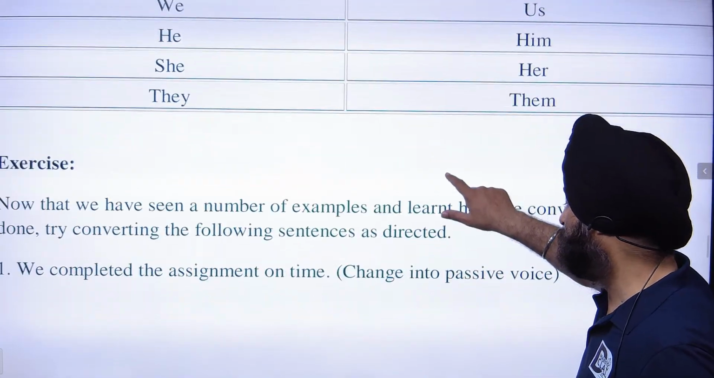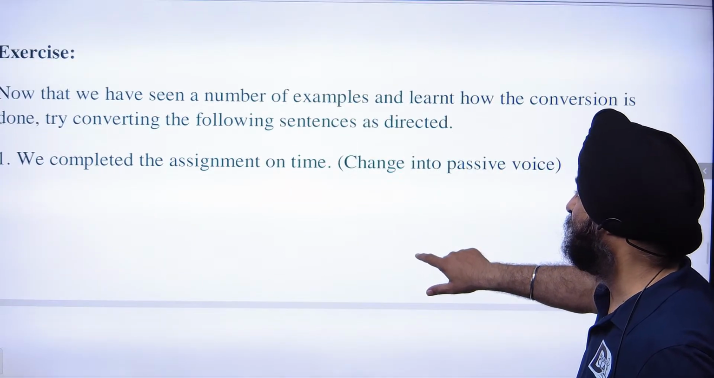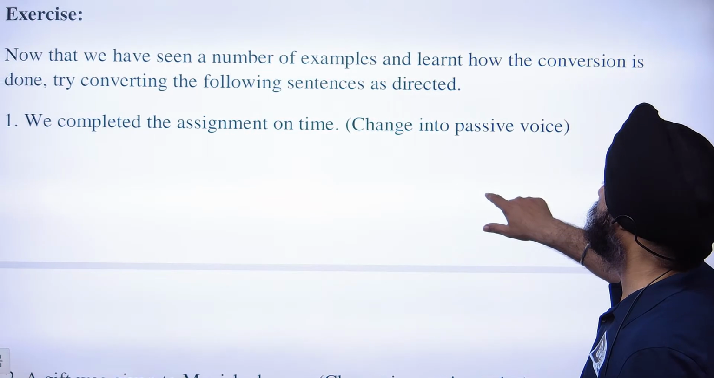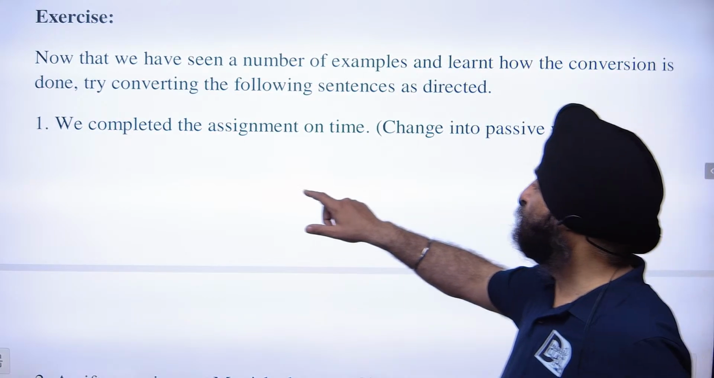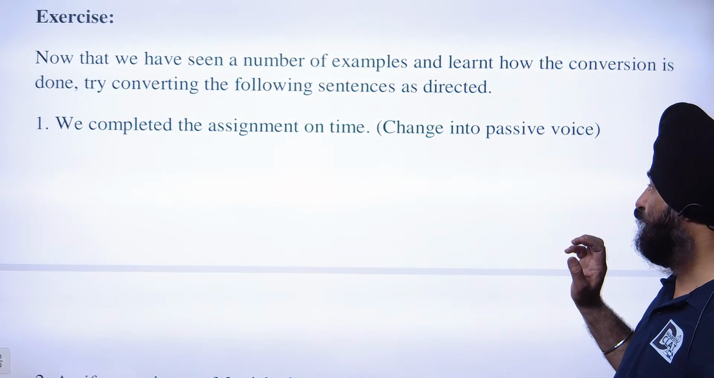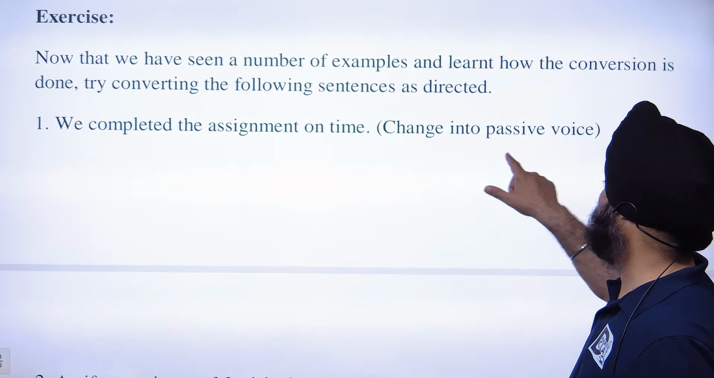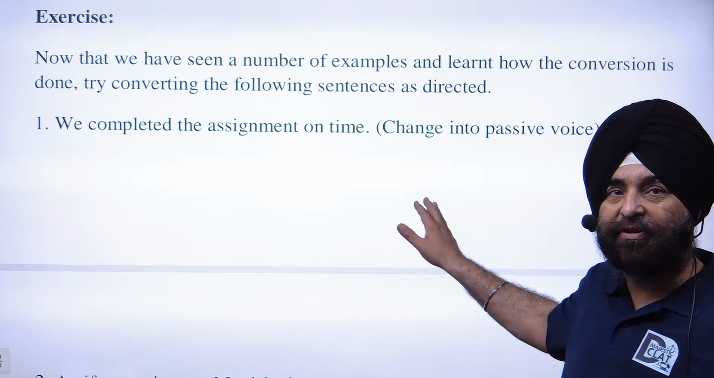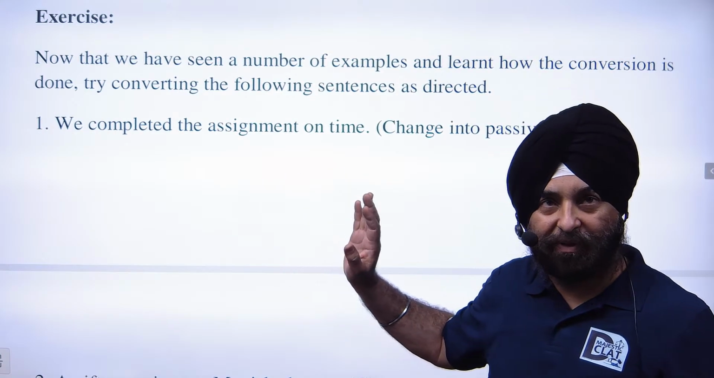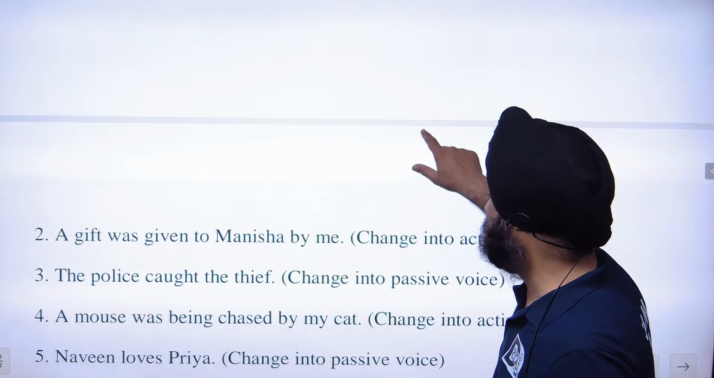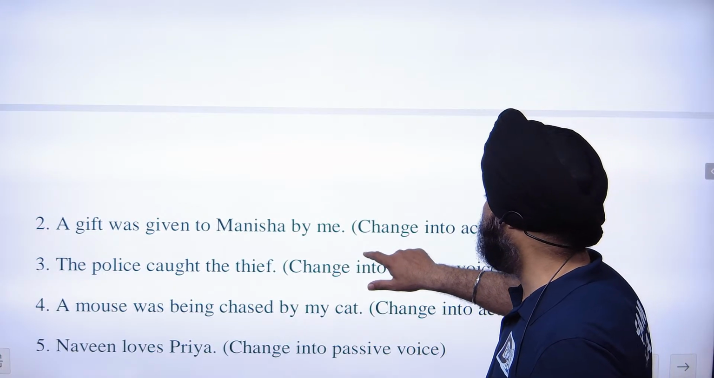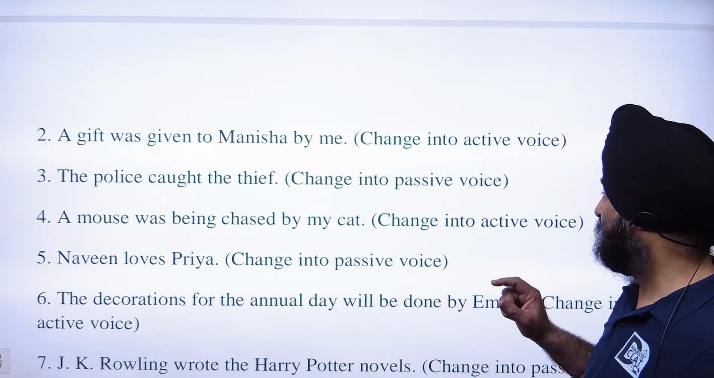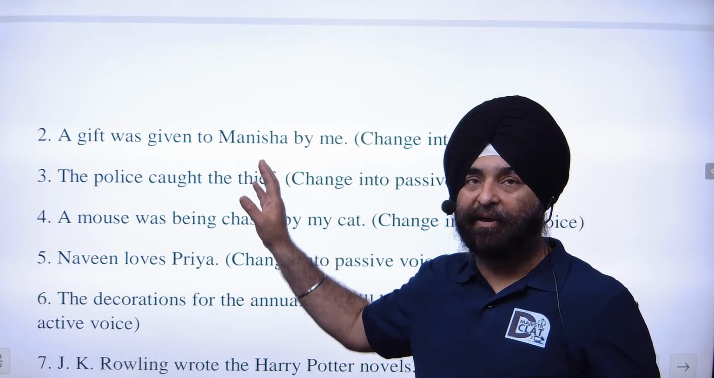Okay, now let's look at these examples. These are some exercises that we can go through and try. Now, we completed the assignment on time. What should be the answer when you make it into passive voice? The assignment was completed by us on time, right? Then, a gift was given to Manisha by me. Now this has to be changed into active voice. Okay, I gave Manisha a gift.